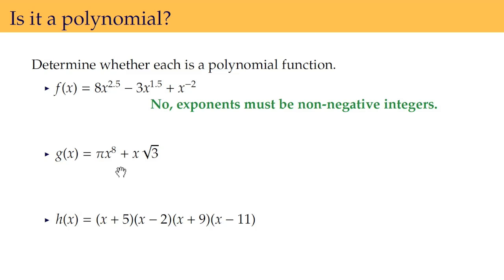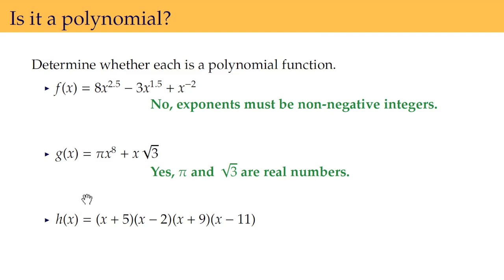This is a polynomial function. Pi is a real number. Square root of 3 is a real number. My exponents both are fine. And so that is a polynomial function. Even though you might feel a little uncomfortable with a polynomial function that has a pi in it, it is still a polynomial function.